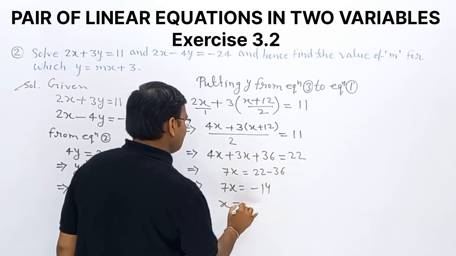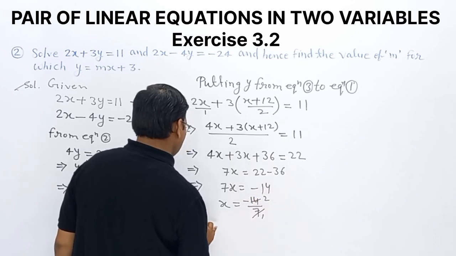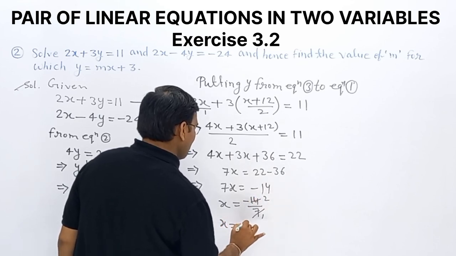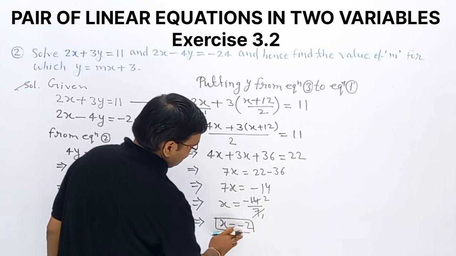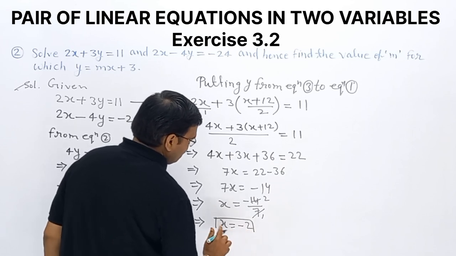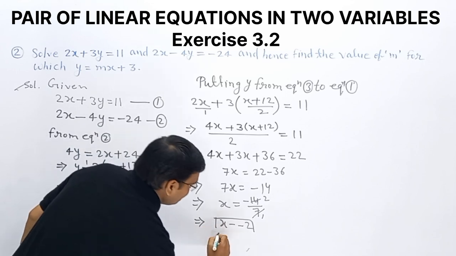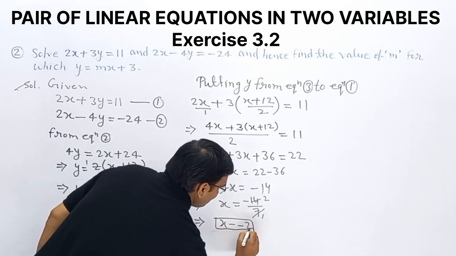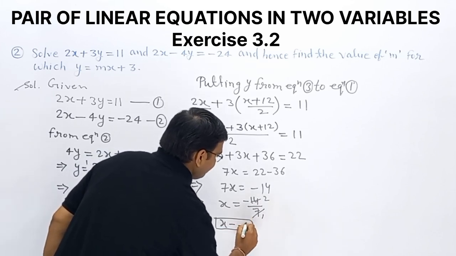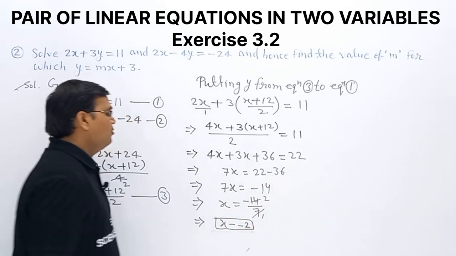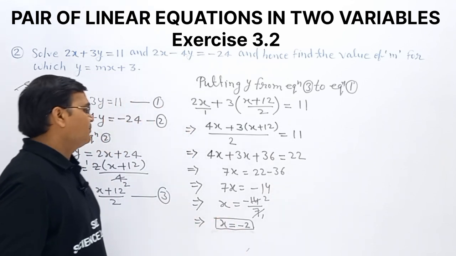So finally x equal to minus 14 upon 7, one time, two times. Finally, what we can say? x equal to minus 2. So the value of x will be obtained. Value of x equal to minus 2.